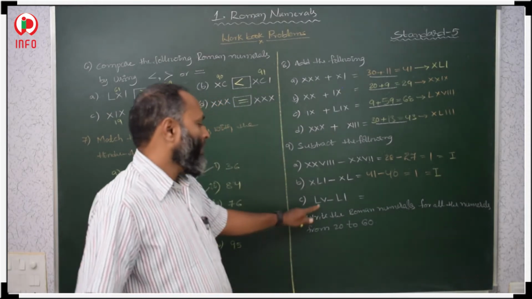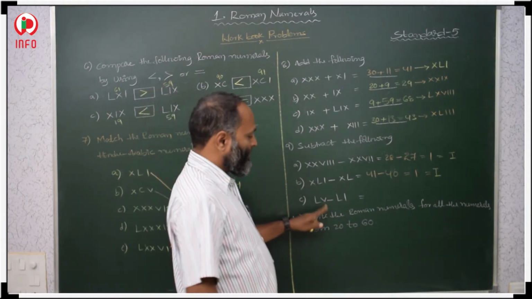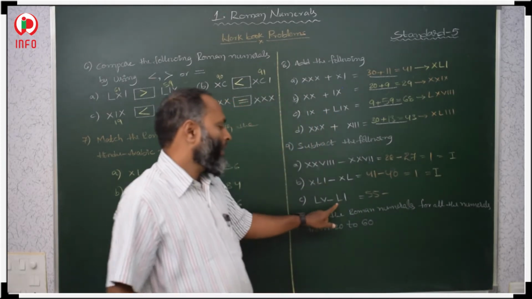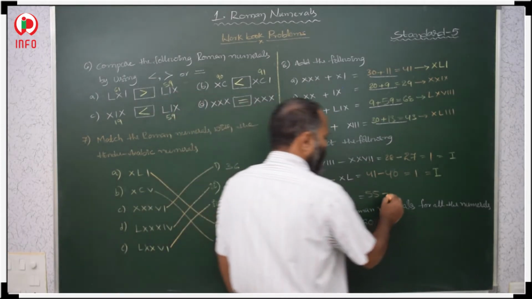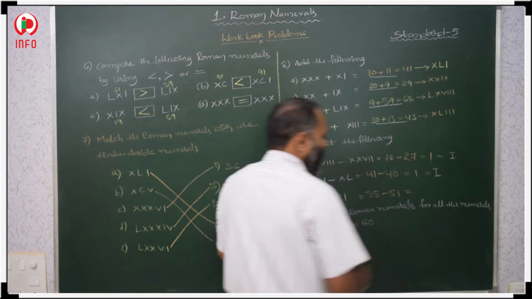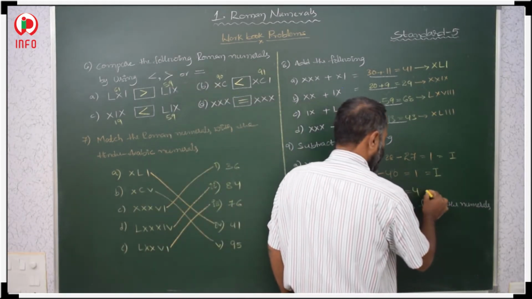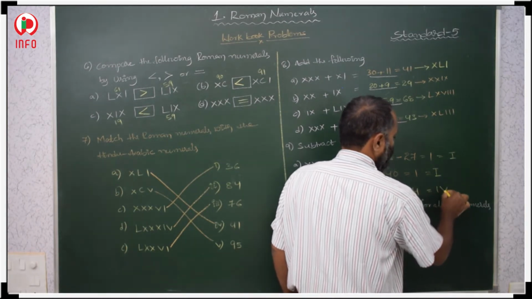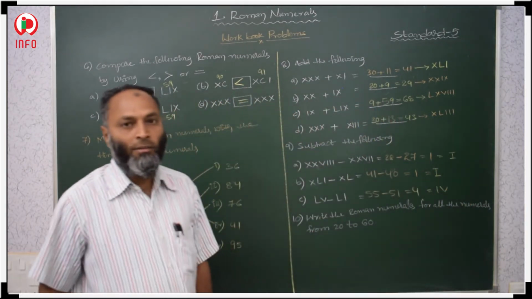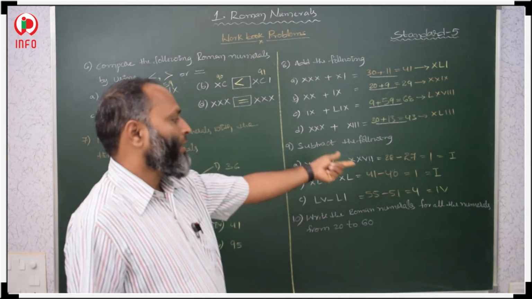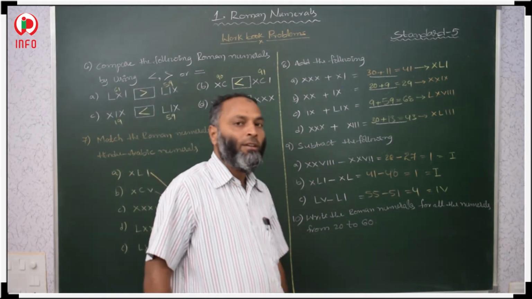Then LV means 50 plus 5, 55. Minus LI, which means 51. 55 minus 51 is 4. 4 is represented as IV. Okay. In this way we have to subtract, and we have to write and also convert into Roman.